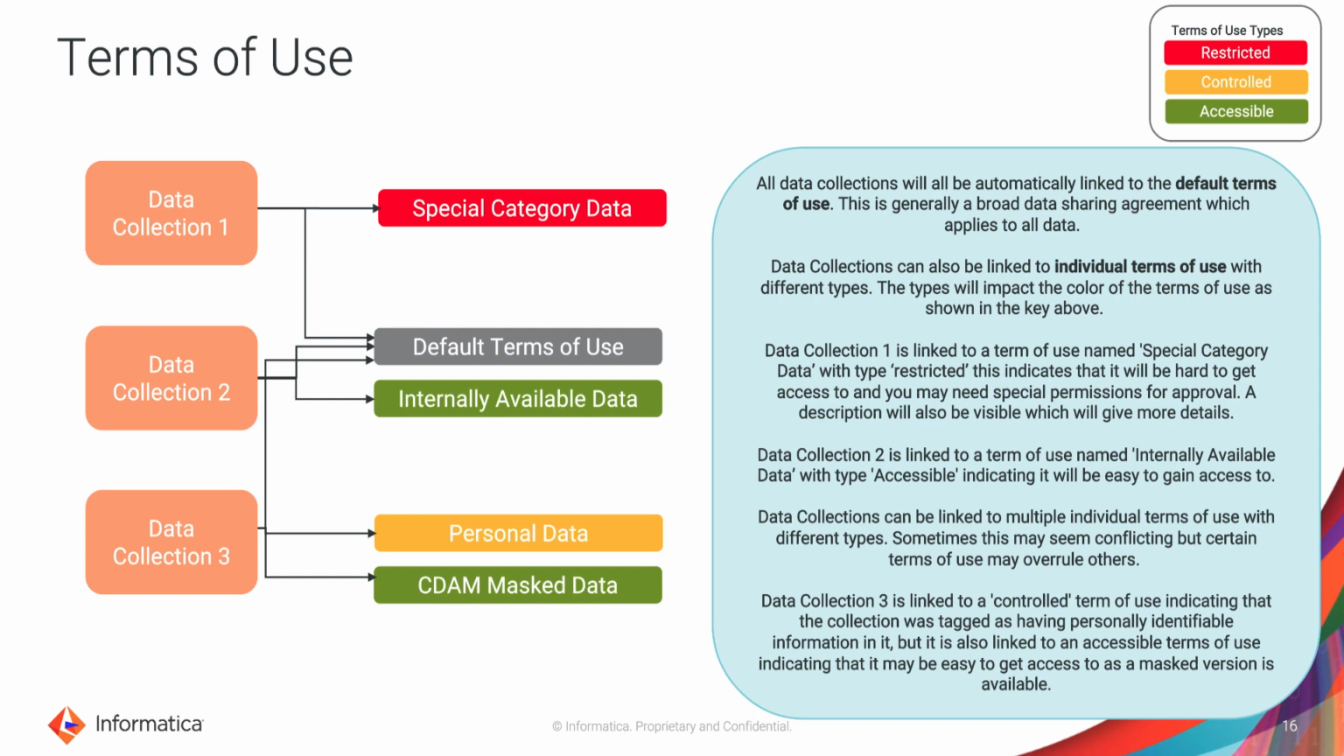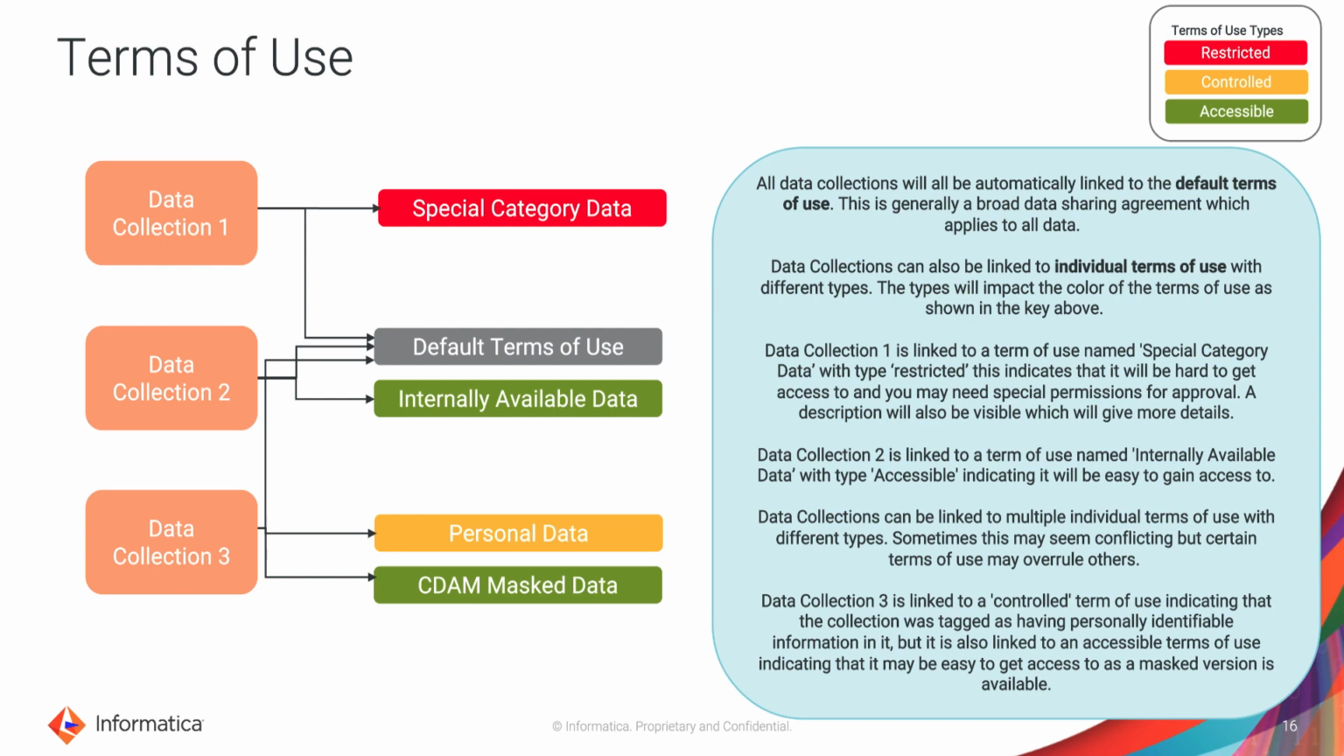The third data collection is an example of where I've linked not just to the default, as we all have to link to the default automatically, but to two different individual terms of use. So I've said this data does have personal data in it, so it's controlled. It's that middle type of controlled access. There might be some restrictions to think about, but actually it's also linked to an accessible term of use, which says that it's CDAM masked.